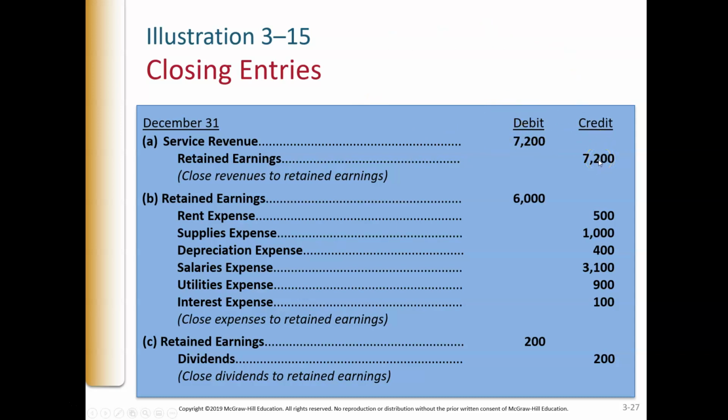So retained earnings is the offset. This is the only time you will credit an expense account. They all have debit balances. You credit them to make them zero and move that into retained earnings. The same with dividends.